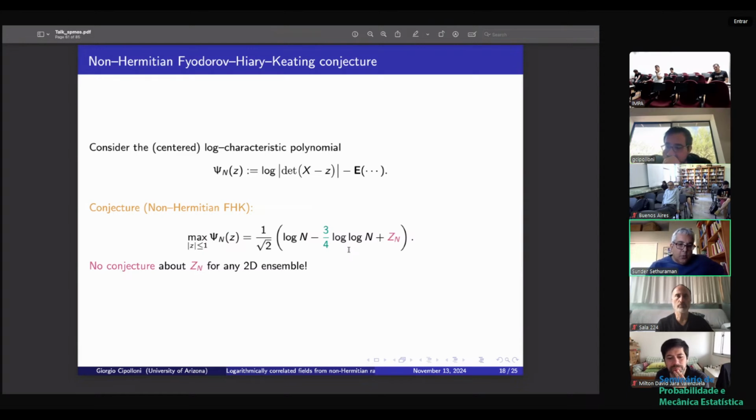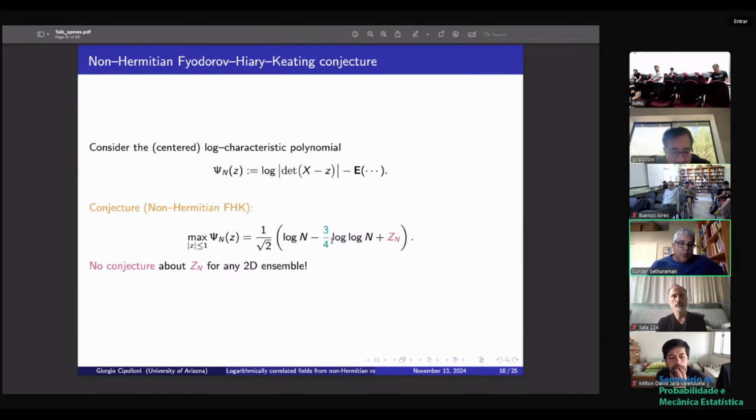So from the beginning of your talk, the suggestion was that if you can compute the maximum, you get an expansion like this. You see the 3/4. Therefore, you have a strong suspicion that the underlying field is log correlated. Yeah, that it falls in this universality class, the same universality class as the branching Brownian motion and so on, basically.